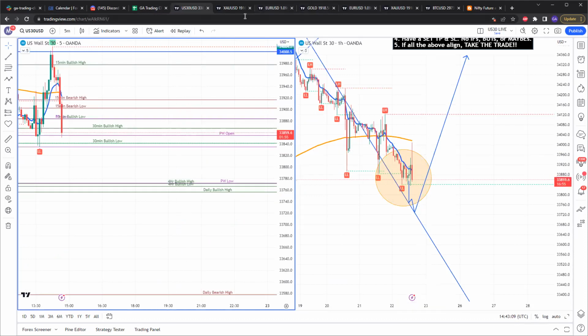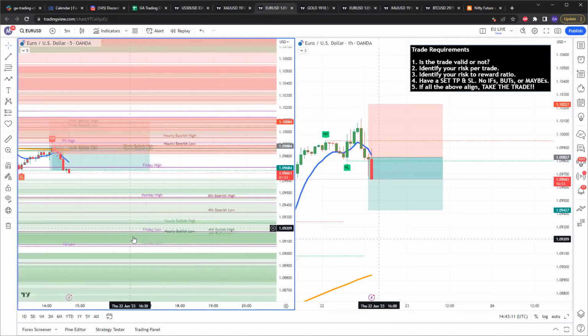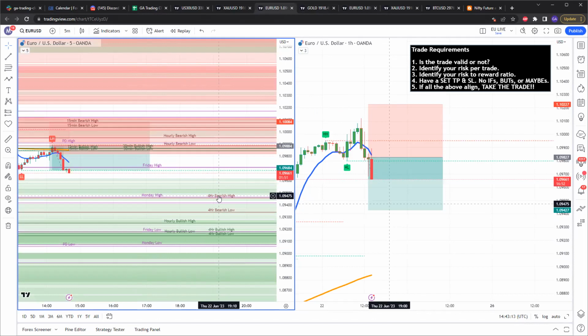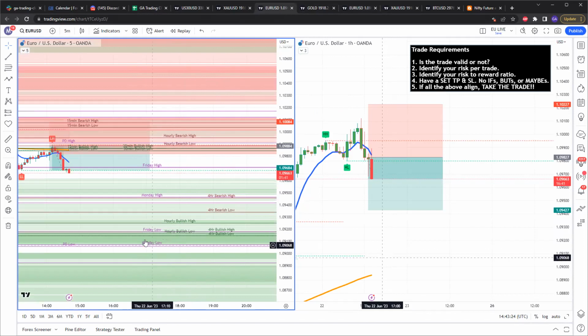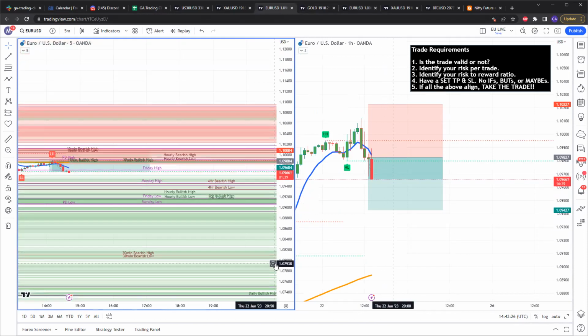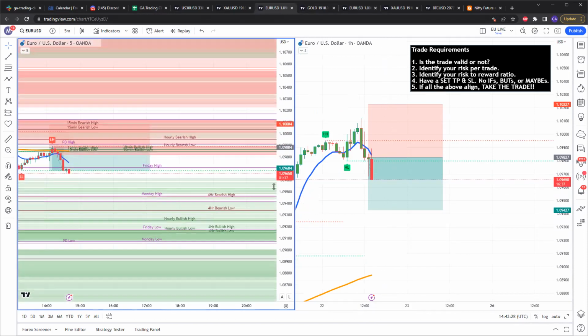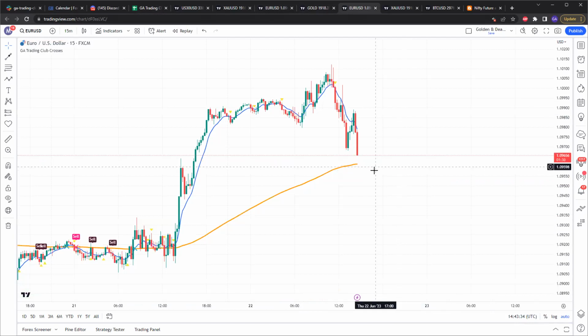Also looking at the zones down there for EU, we have a bunch of buyers. As much as we have a 4-hour bearish OB, we also have a 4-hour bullish OB. So for me, those two cross out. What I'm looking for on EU right here, we have an hourly bullish high and low, and we have buyers sitting down here. So to me, EU might reverse around the 1.09 area. And this cross right here.